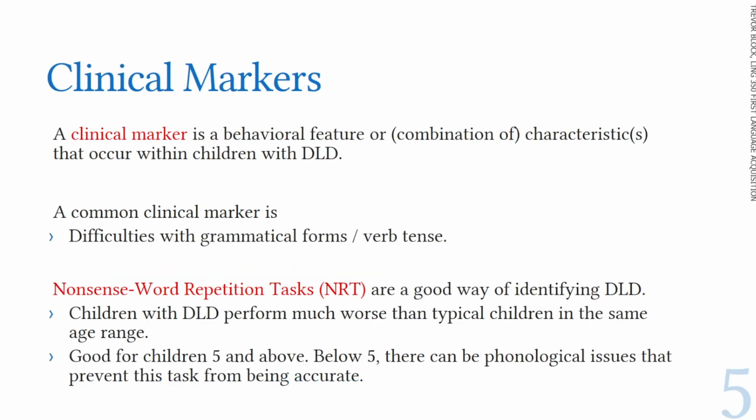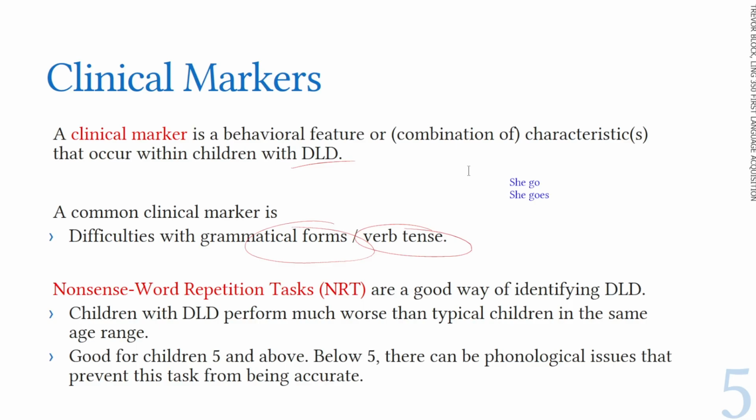Okay, so we're going to be talking a lot about different disorders, so we should know what a clinical marker is. A clinical marker is any feature or characteristic that occurs within a child of a disorder. In this case, we're talking about children with DLD. One very common marker is with grammatical forms or verb tense. Children with DLD will often make errors with tense and forms a little bit longer than other kids. It could be years in terms of their difference. We saw a lot of examples with the data analysis too, she go versus she goes. Children with DLD would say she go for a lot longer than typically developing children.